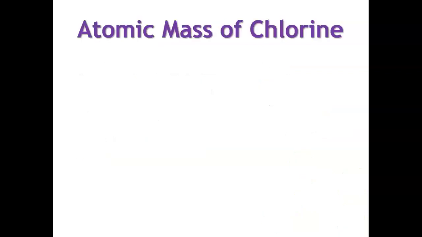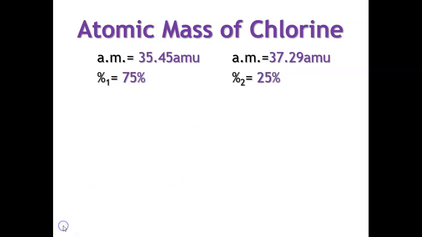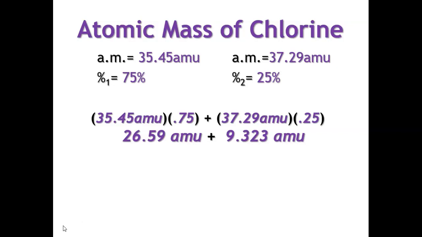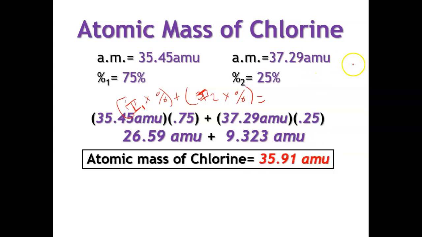So we're going to substitute in. I substituted all of my numbers into my formula, which is isotope 1 times the percent, plus, don't forget your parentheses, isotope 2 times its percent, equals. So I plug it all in and do the math. I get 26.59 plus 9.323. I add it together, box in my answer, and put in my units. So I get 35.91 AMU.